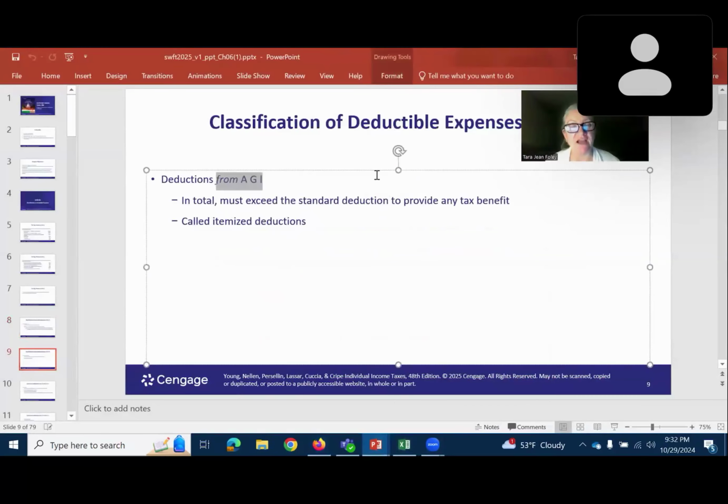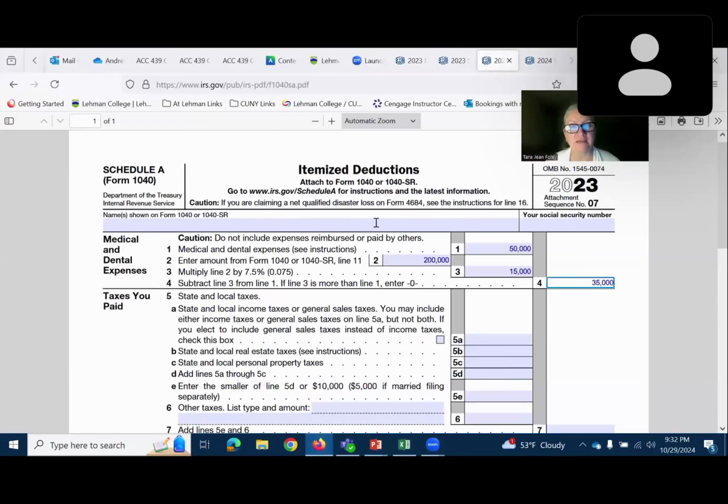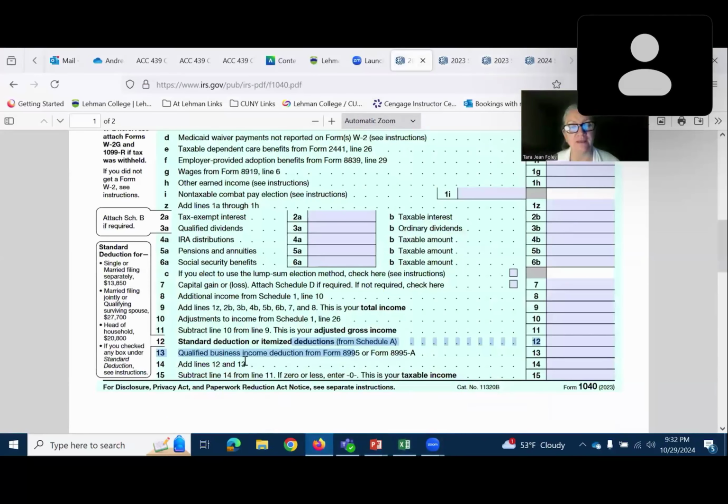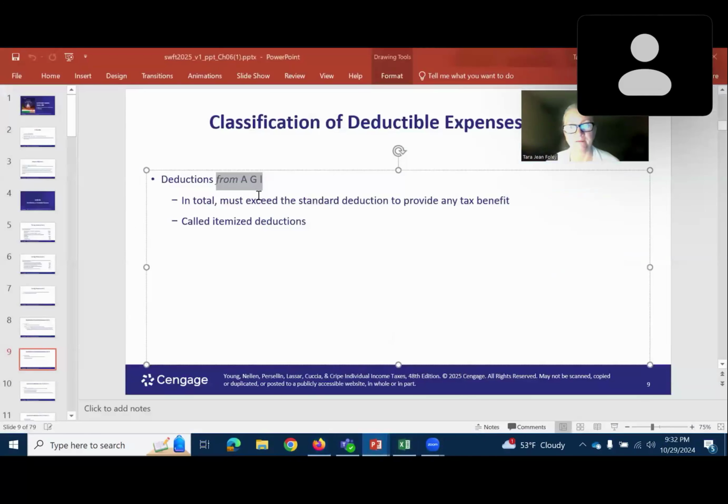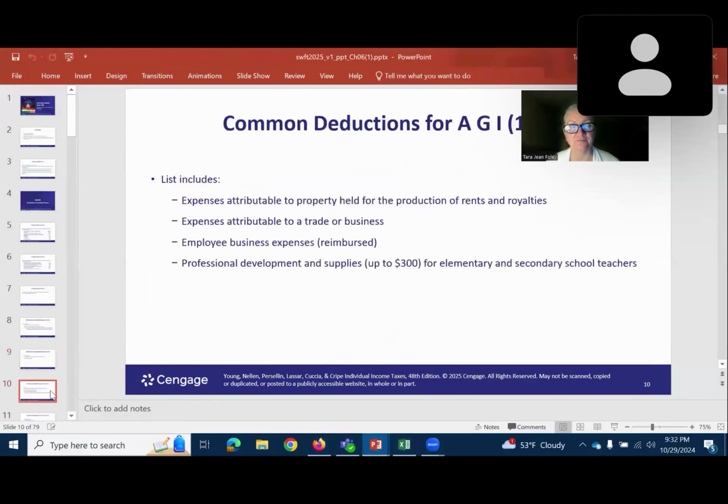Deductions from AGI, that's on page 1, right? From AGI. This is AGI. What am I deducting from there? My itemized deductions and my qualified business deductions. There's only 2 lines. Okay? If you're going to pick your itemized, it must exceed your standard.